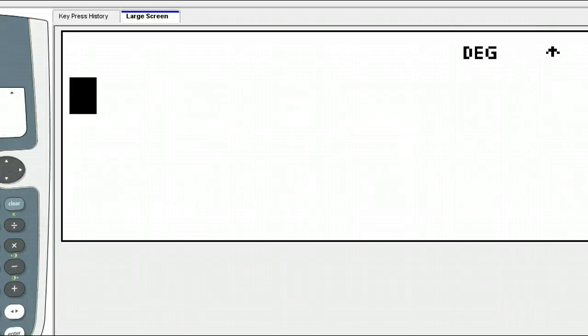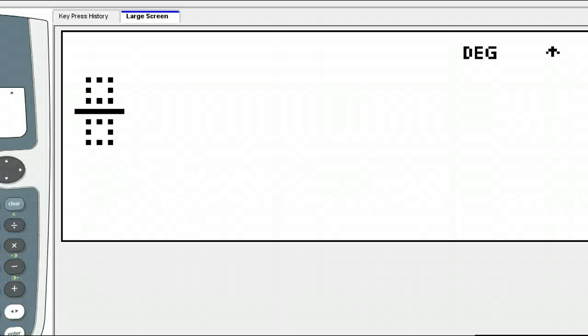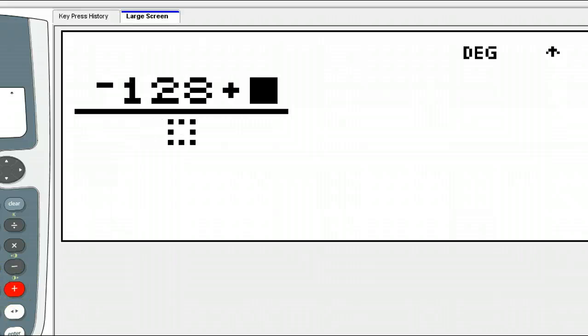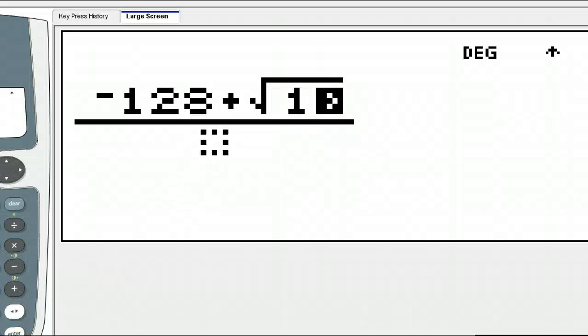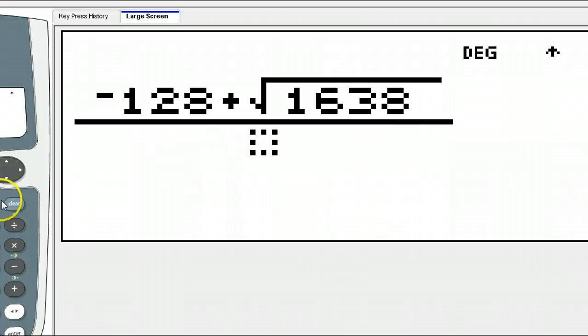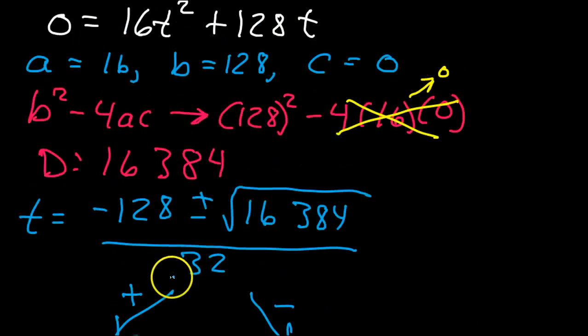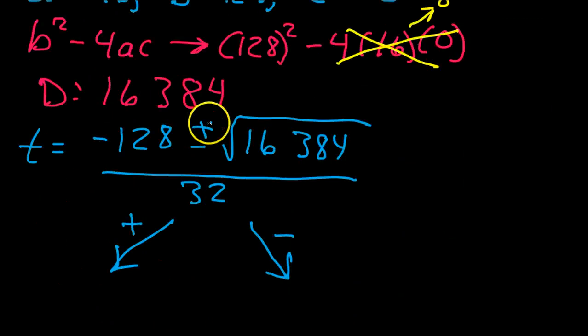Start off in fraction mode. So negative 128 plus square root 16,384 over, wait, wasn't this negative? I'm not doing negative this time. Okay, it's not negative. Alright, whatever.